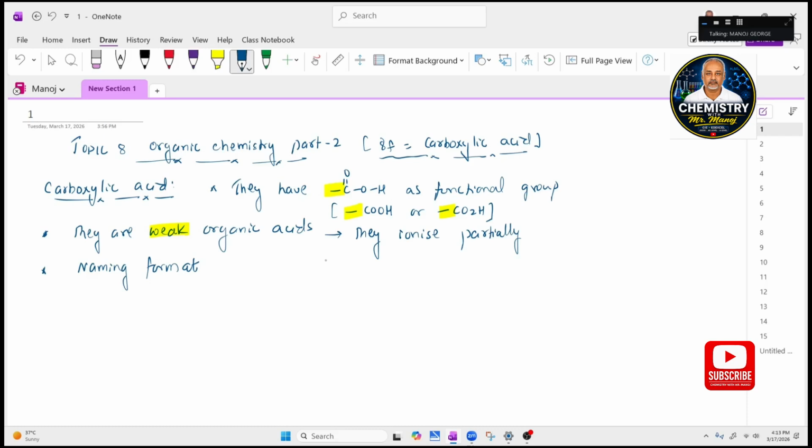So carboxylic acid also has a naming format. The naming format for carboxylic acid is we count the number of carbons and we say alkane. How many carbons are there? If it's 1 carbon, we say methane, 2 carbons ethane, 3 carbons propane, 4 carbons butane. So we count the carbons, we say alkane, and we end the name with oic acid. So the naming of carboxylic acid is alkanoic acid. So when you see oic acid, that's how you come to know it's a carboxylic acid.